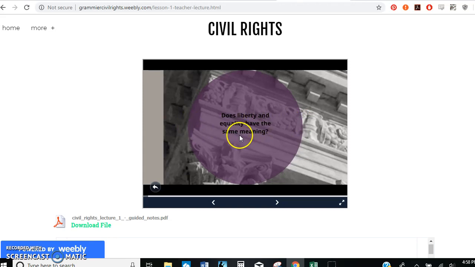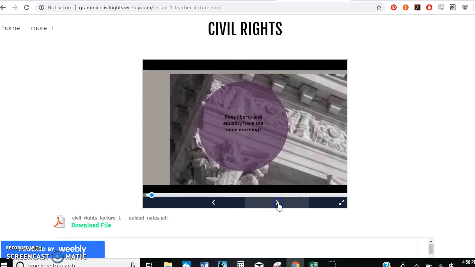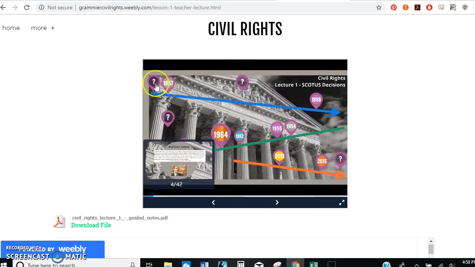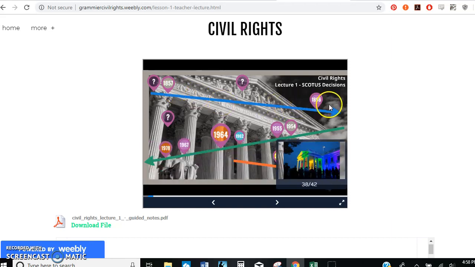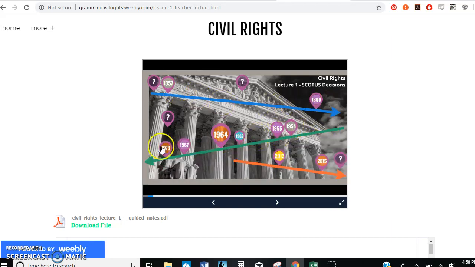When SCOTUS makes decisions, they're making decisions based on the Constitution, and that is a really important question within the United States Constitution. Here I have a timeline where I show all of the Supreme Court decisions that relate to civil rights and that we will be discussing that's appropriate for high school students. There are a couple of other cases that are not necessarily appropriate to discuss with high school students. That's something that they will probably focus on more when they get to college. I did not include them in my presentation.